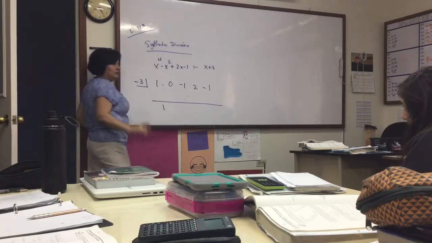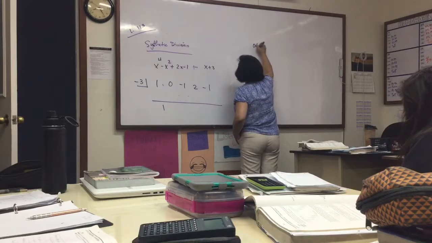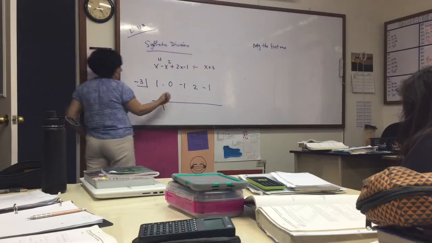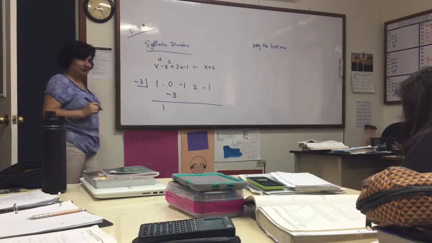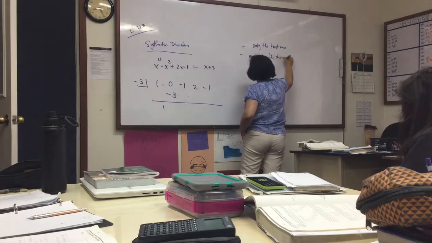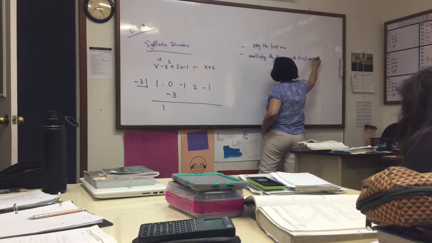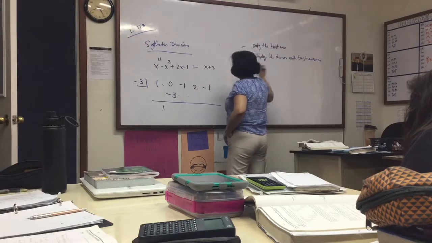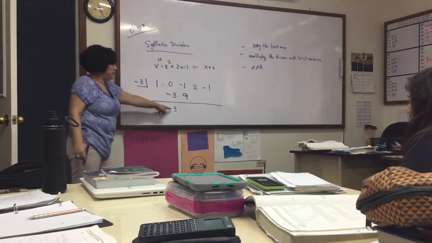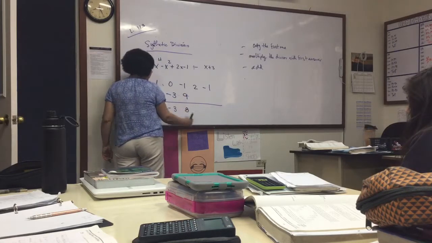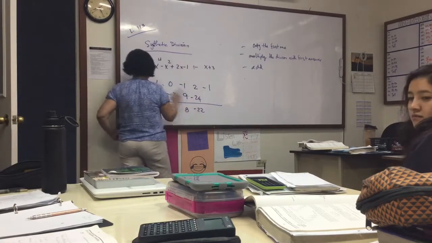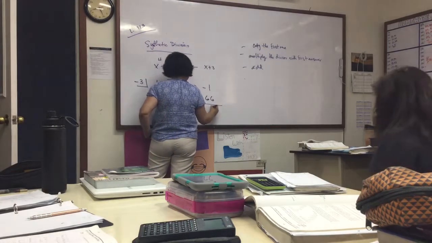You copy the first one. I'm going to write the steps. Copy the first one. And then you multiply this times this. Got it? Multiply the divisor with the first answer. Add. This would be minus 3. And so on. So, minus 3 times minus 3, 9, would give me 8. Minus 3 times 8, minus 24, minus 22, times minus 3 is 66, and then you would get 65.